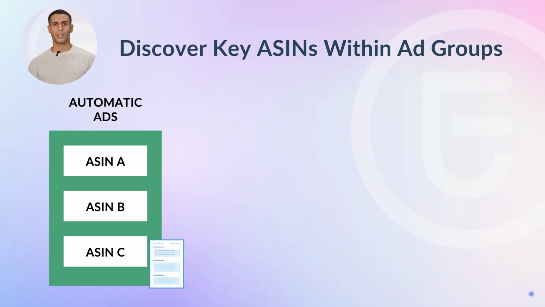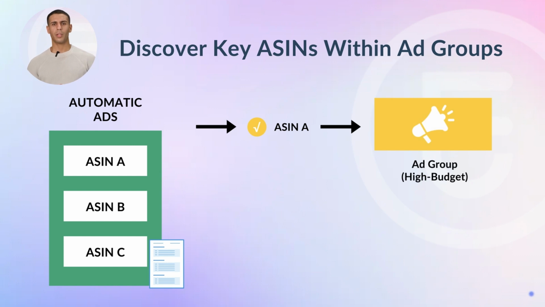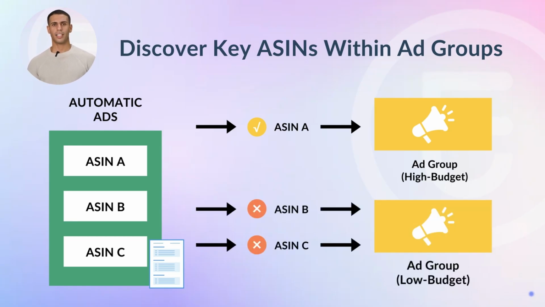After the testing, you'll notice some ASINs performing well, while others did not. Double down on those high performers by placing them in separate campaigns or ad groups for tighter control and targeted bidding. For those underperforming ones, consider pausing them or sending them into a low-budget group to keep an eye on.